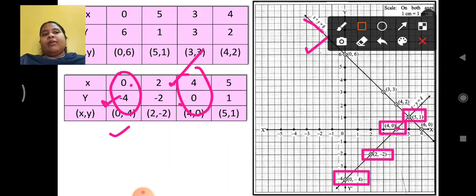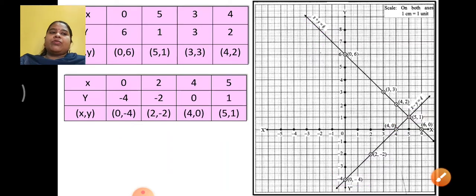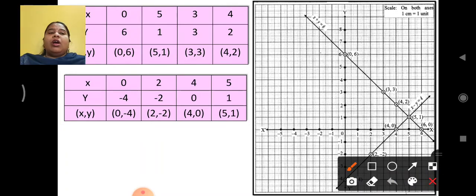Okay. So again I have got these 4 points. Now what do I have to do? I simply have to join all these 4 points, get a line, and write the equation above it. So x minus y is equal to 4. After joining these two lines, you can see they both intersect at a single point, that is 5, 1. So 5, 1 is nothing but the solution of these given two simultaneous equations.